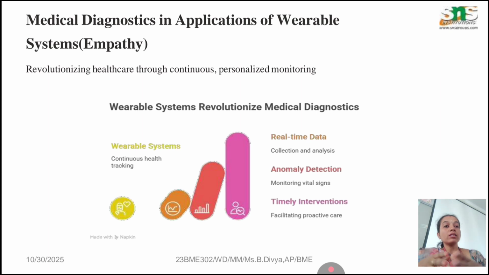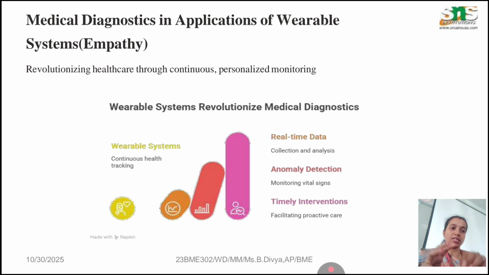In the real-time data, at the present time, we can monitor how the pressure of the patient is and how the sugar level of the patient is. That is called real-time data collection and analysis. Collecting the real-time data and analyzing it, whether it is at a higher level or a lower level. Next is anomaly detection.